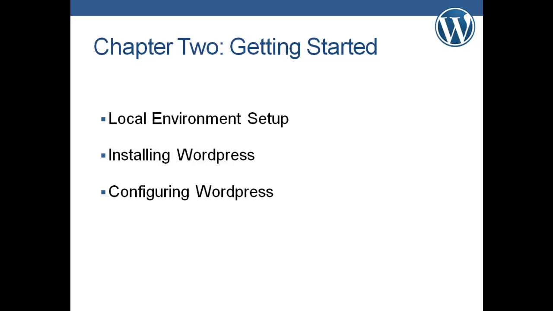In chapter 2, we will get our local environment set up, which means we'll be installing XAMPP, which is an Apache server that has PHP and MySQL and all the stuff we need to run a WordPress site locally. And we'll obviously be installing WordPress. We'll be installing version 3.5.1, which is the latest version at this time. And then we'll do our initial configurations, and we'll have a back end tour.